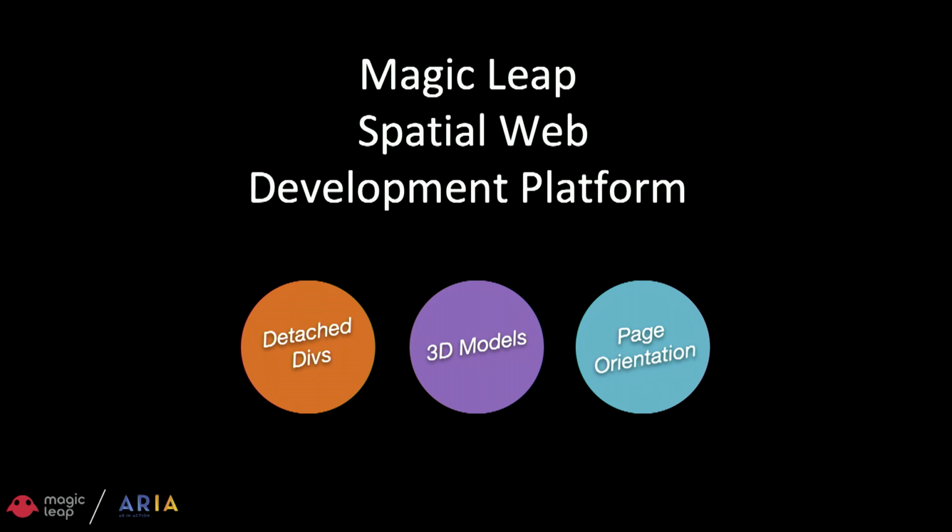I could go on for quite some time. There's a lot of APIs and a lot of new things. But I really want to talk about these 3 big game changers that we've created today. And that is detached divs, adding 3D models, and page orientation.